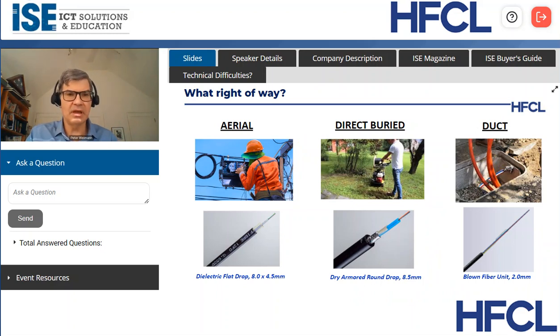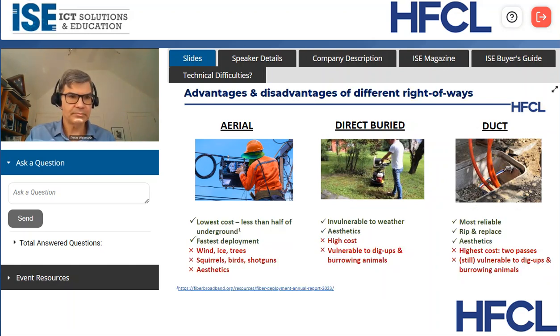So the first question is, what right-of-way? Are you going to go aerial, where the cable that's most commonly used is the dielectric flat drop, roughly 8 by 4.5 millimeters? Are you going to go direct buried, where you can put an armored drop in or a tonable drop in and hand plow it into somebody's yard? Or are you going to try to use a microduct type solution where you might use a blown fiber unit? It's not even a cable, it's just a protective tube for fibers and small plastic. These are all options depending upon the specific requirements of where you're installing cable. Each right-of-way has a different advantage and disadvantage.